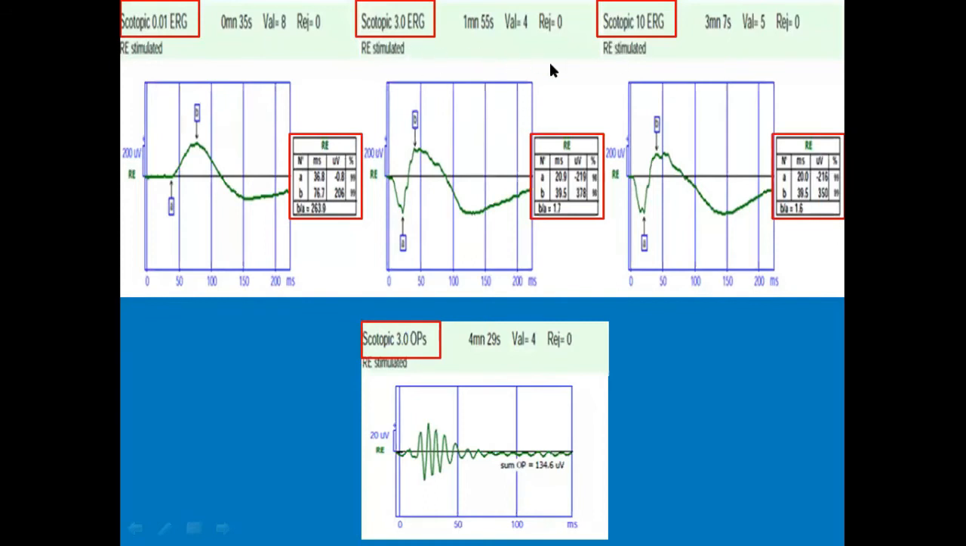The scotopic 3.0 OPS is the oscillatory potential, which highlights the wavelets on the B wave, studied in detail using different filter settings. So it does not carry any A wave or B wave. We do not have to measure them. We just have to see whether this is present or absent.